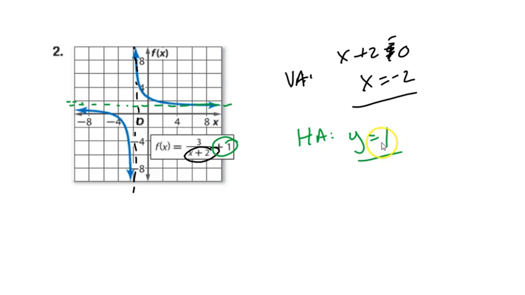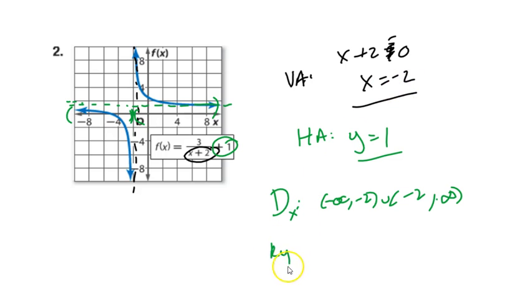Domain and range. Domain is the x values, farthest left: negative infinity to, looks like about 0, or negative 2, sorry, I couldn't see. Union, you start again at negative 2 and go all the way to infinity. Your domain is broken up by that one number you can't be. Same thing for the range. Lowest, negative infinity. Highest I go, looks like right here at 1. Union, 1 to infinity.